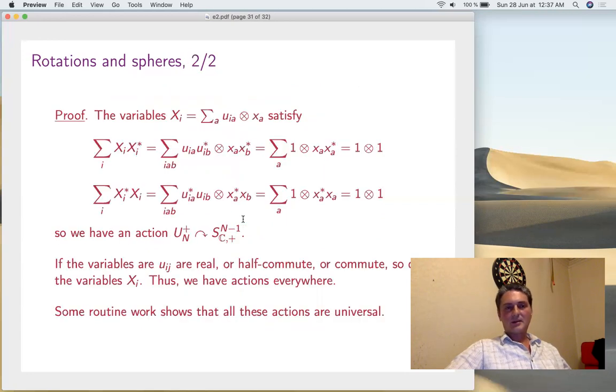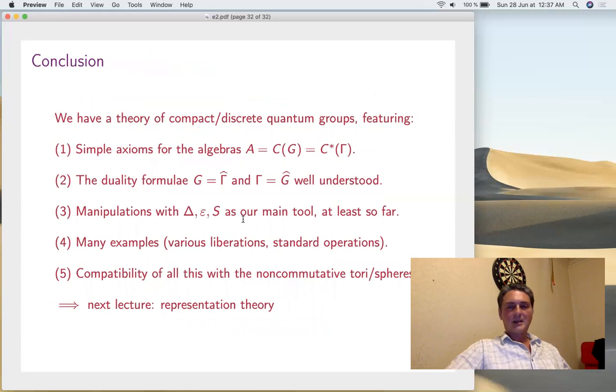So done with this. Okay, conclusion. We did a lot of things today. We have axioms, very simple, beautiful axioms for these algebras, which are at the same time for compact and for discrete. The duality formulas are very well understood. All these Pontryagin-type things we're talking about, very well understood. No one needs any extra theory here.